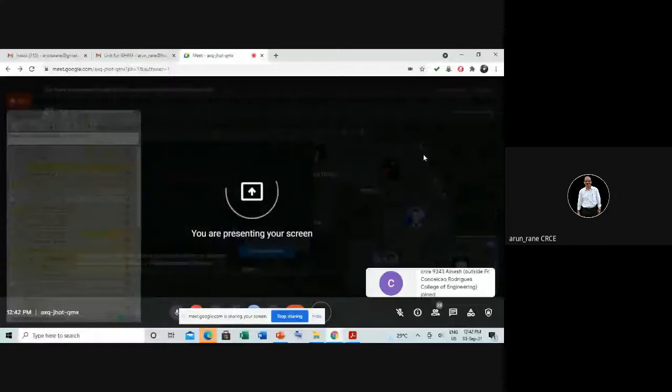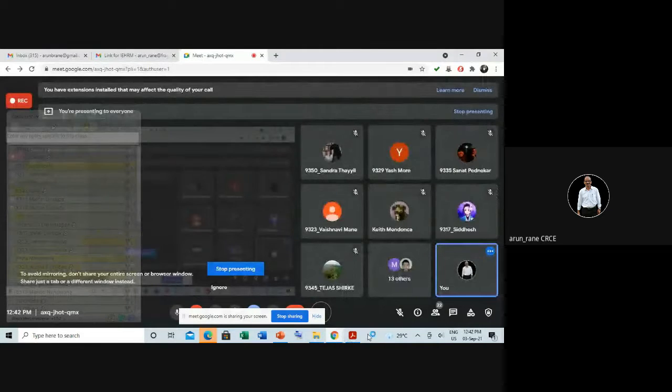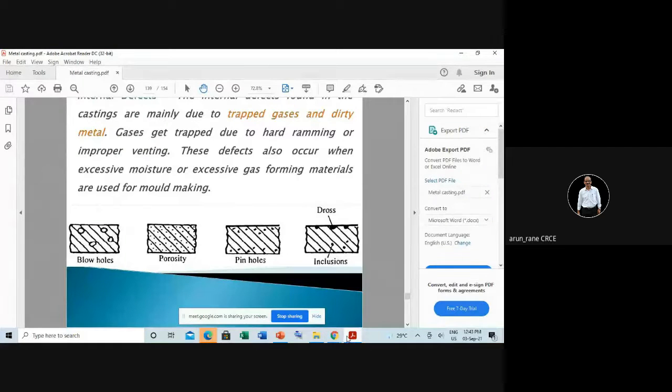So we were discussing the internal defects in the morning. So let's continue with that. Blowholes are nothing but the holes which are inside the product, and that is mainly because of the gases.